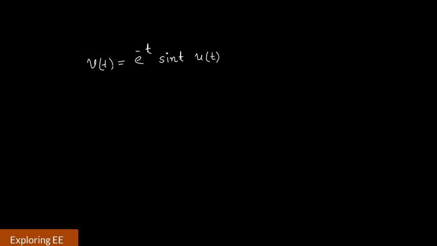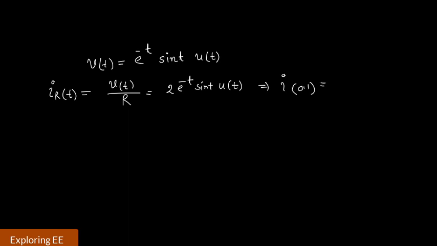So once voltage is known, we can easily calculate the current flowing through the resistance, given by V(t) by R. R is 0.5, so 1 by 0.5 is 2 times e to the power minus t sin t u(t). So at t equal to 0.1, I(0.1) will be 2 into e to the power minus 0.1 into sine of 0.1 into 1, this value.